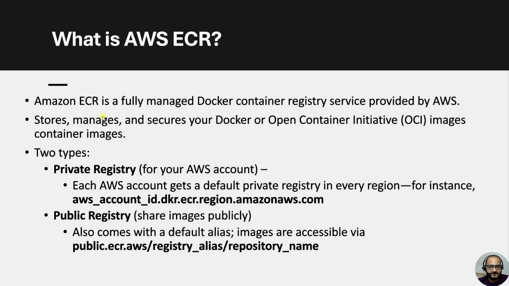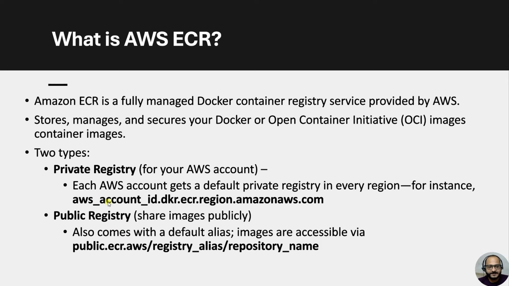The first is private registry and second is public registry. Private registries, most of the times, we will use private registries only, and public registries we use if we have to share a Docker image publicly. Like Docker Hub is a public registry. We can also create a private registry in Docker Hub as well.